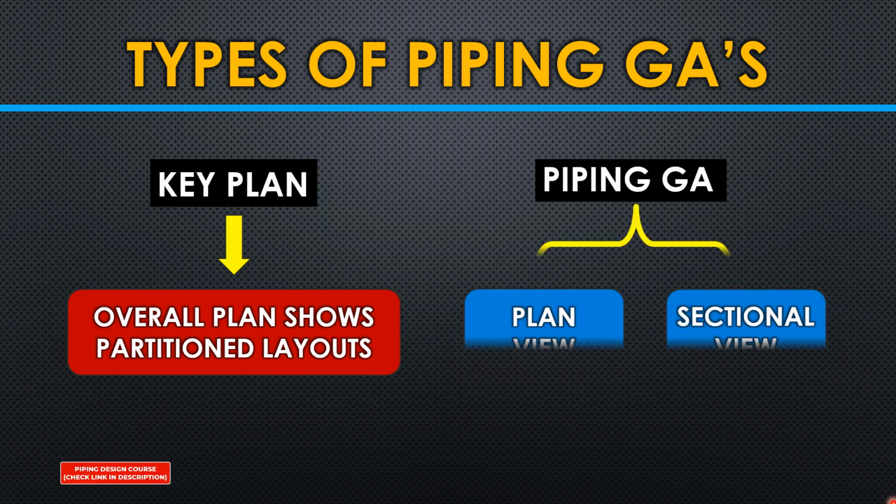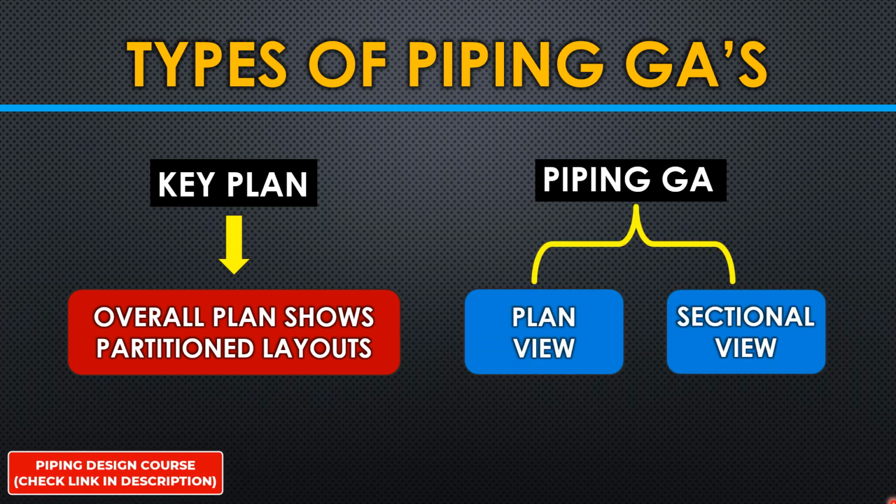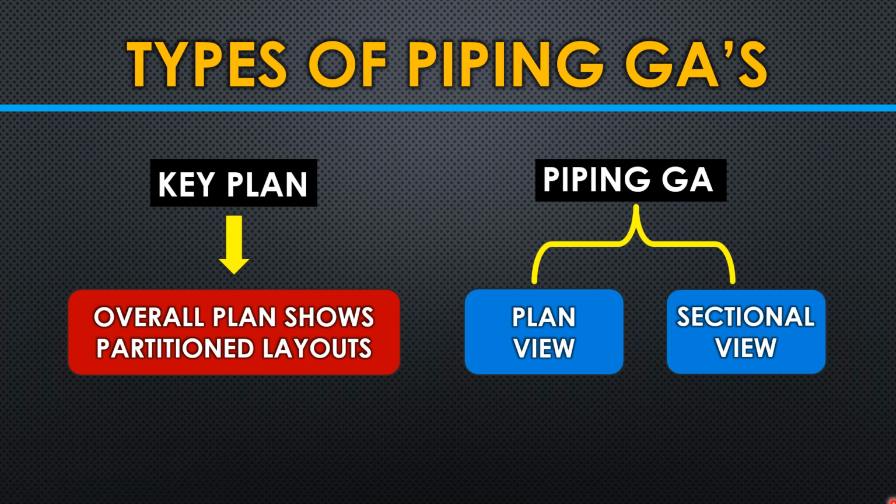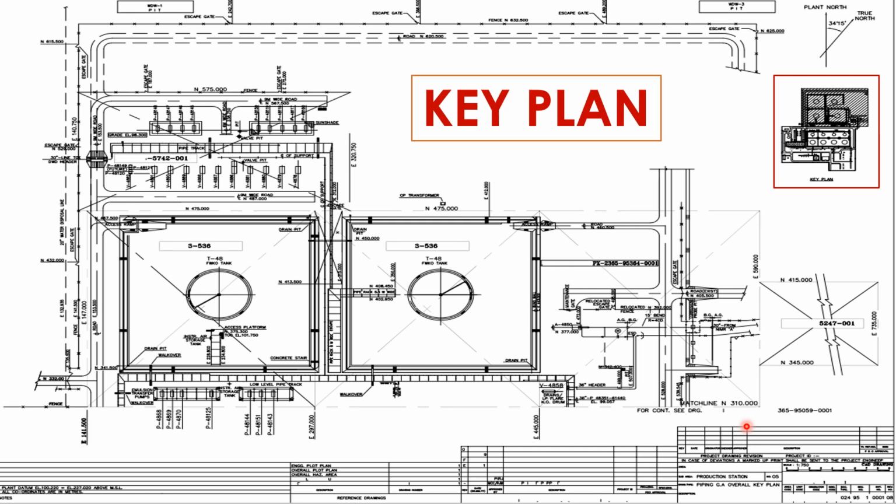And piping GA is nothing but what we have seen now, which consists of either a plan view or a sectional view. There are cases where we put both plan view and sectional view in one drawing, and there are cases where the sectional drawings are separately detailed because of the information that is required. But the references of the sectional drawings will be given in the main plan view drawing. Plan view is considered one of the major drawings, and sectional view is supporting information for the plan views basically. This is the key plan.